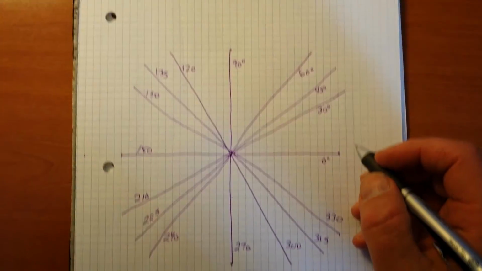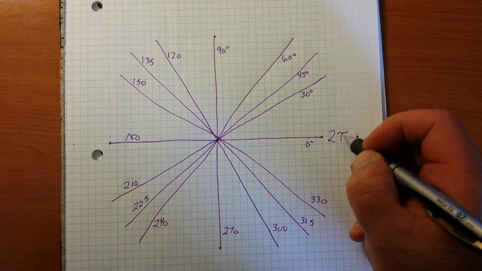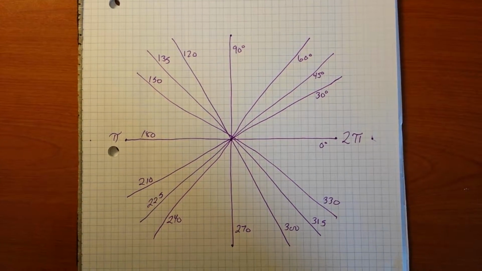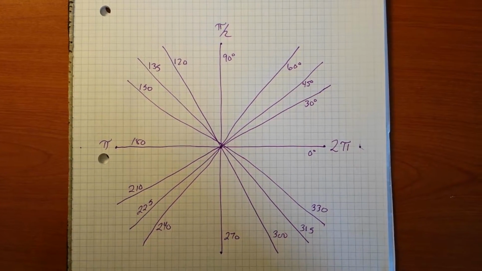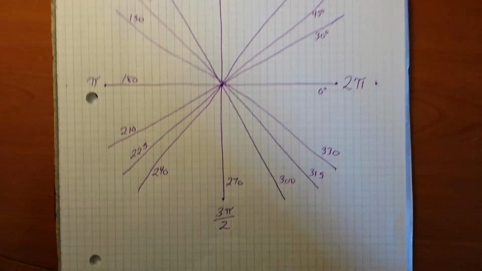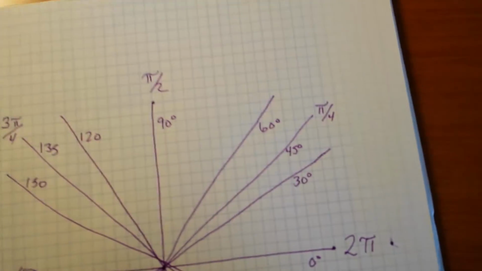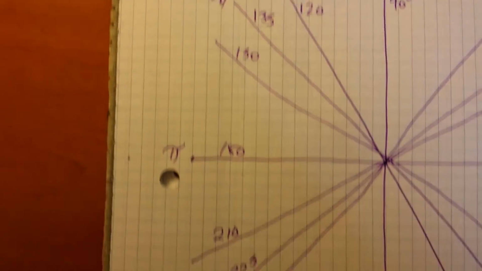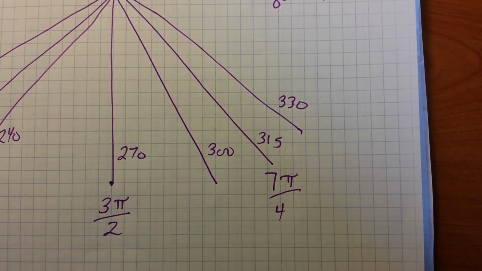Okay, we're going to start at 0, which is also 2 pi. Then we show pi over on the left hand side at halfway around, pi over 2 at straight up on the y-axis, and 3 pi over 2 on the bottom. And then we'll have pi over 4, 3 pi over 4, 5 pi over 4, and 7 pi over 4.